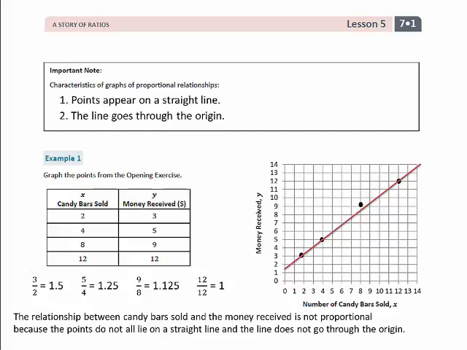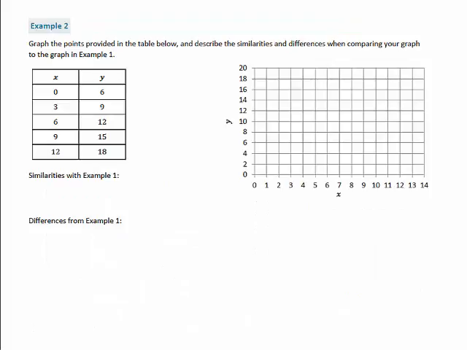Now, I looked at this 2 different ways. I looked at it with the value of the ratio and with the graph. Either one of them is enough to say whether the relationship is proportional or not. You don't have to do both. Let's take a look at example 2.